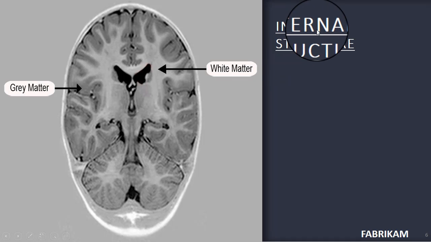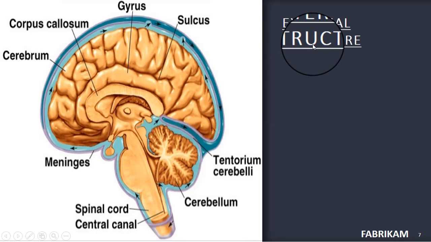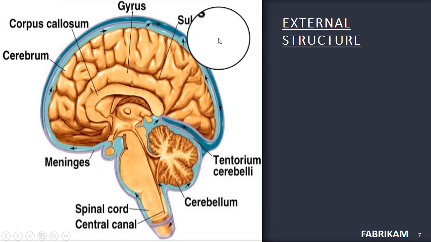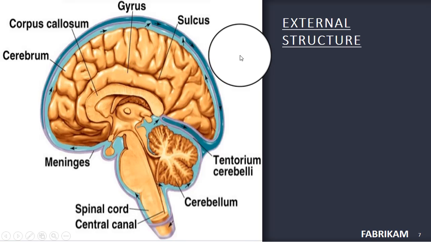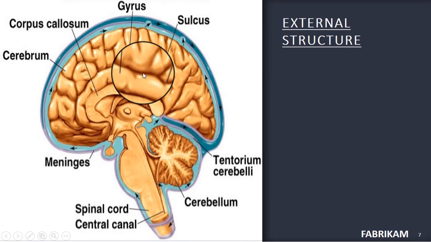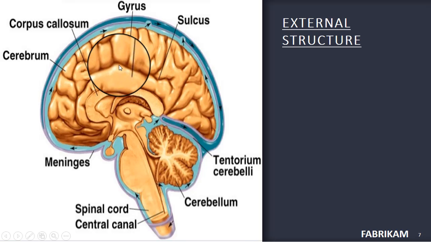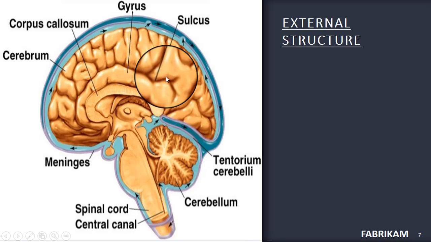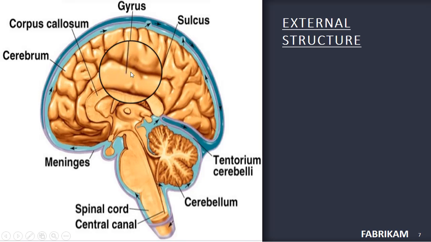Now next we'll talk about the external structures of the cerebrum. Externally, the cerebrum has a highly convoluted appearance. It consists of sulci. You can see here, these are the sulci, or you can say grooves or depressions. And the gyri, as you can see here on the screen, these are the gyri, or you can say ridges or elevations.